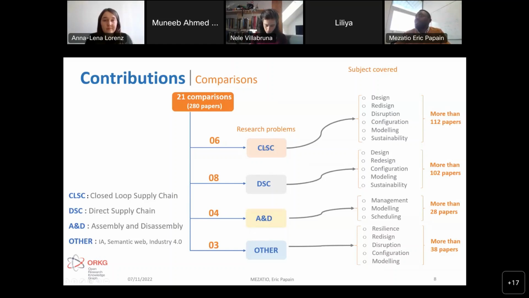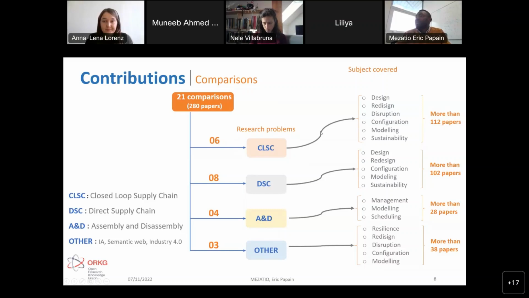So in the area of closed loop supply chain, for example, we have a lot of subjects covered by the papers that we added in the ORKG platform. A lot of subjects like the problem of design of closed loop supply chains, the problem of redesign, the problem of disruption, and we have more than 112 papers.